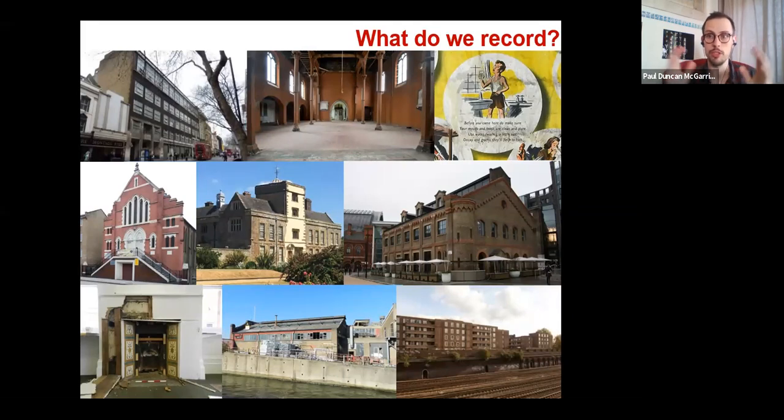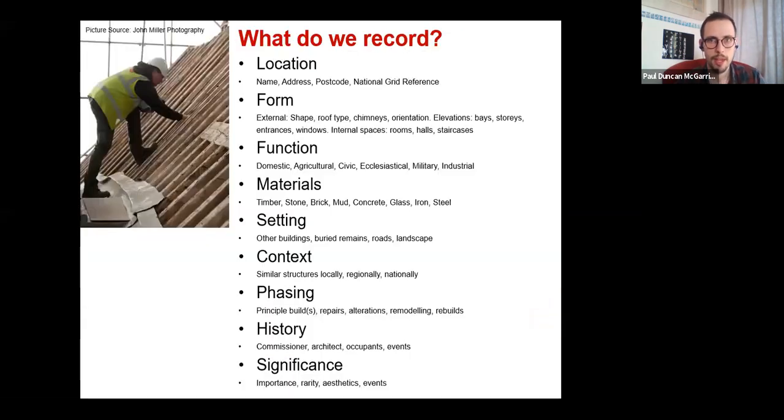So you can see it runs the full gamut of social hierarchy from industrial buildings all the way up to the National Trust, English Heritage level of grade one listed buildings that people might think of when they're thinking of historic structures. And what do we record? This is the list. If you wanted to screenshot something, this would be the one to go for right now. This is everything that you would look at when you're going at a historic building.